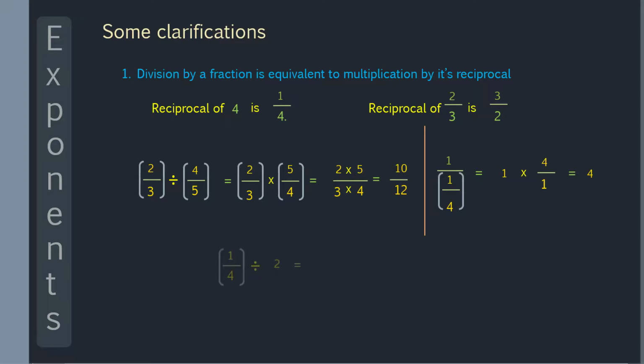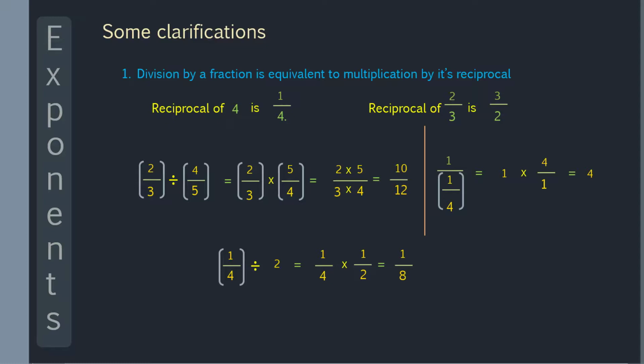Another example is 1 by 4 divided by 2. This becomes 1 by 4 into reciprocal of 2, which is 1 by 2. So the value becomes 1 by 4 into 1 by 2, which is equal to 1 by 4 into 2, which is 1 by 8.